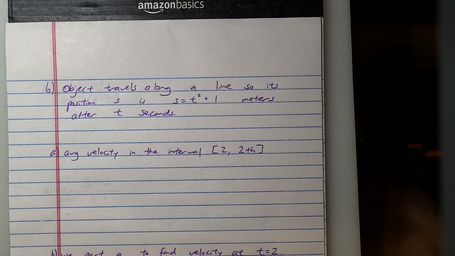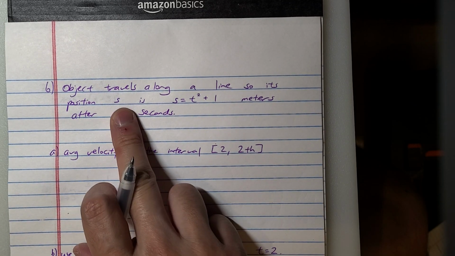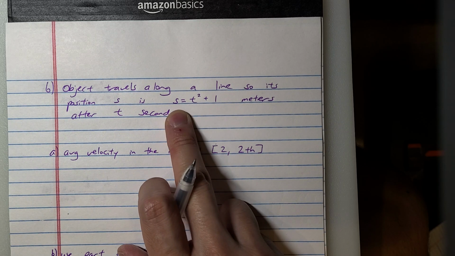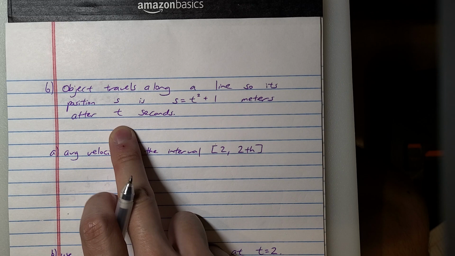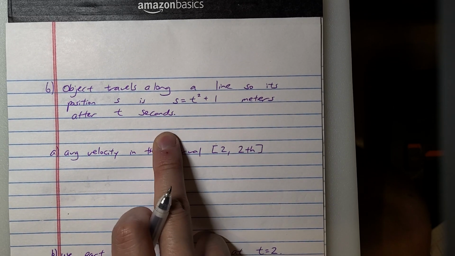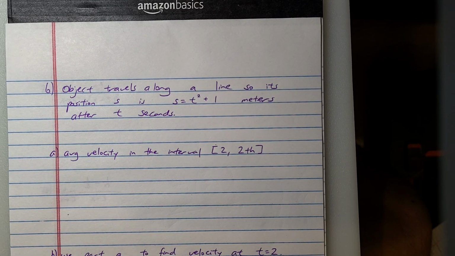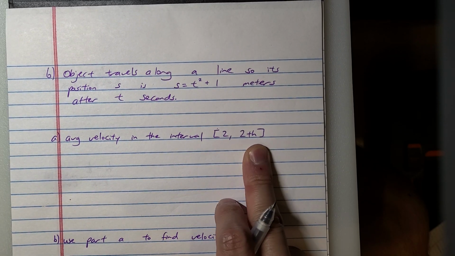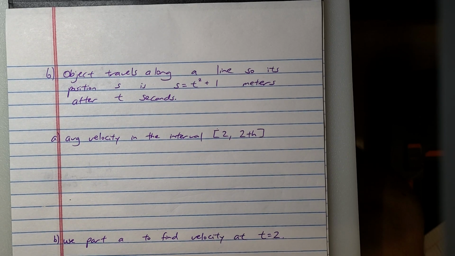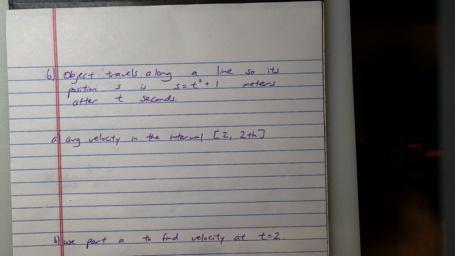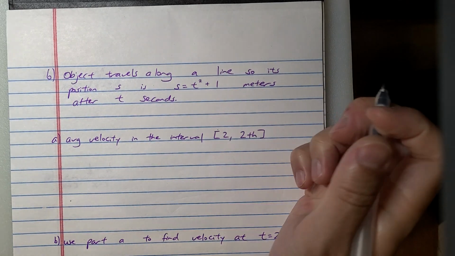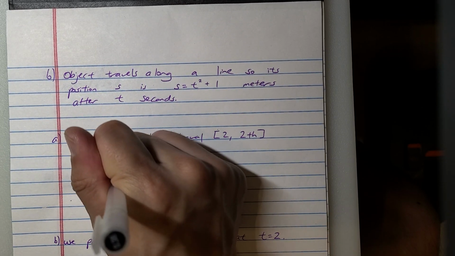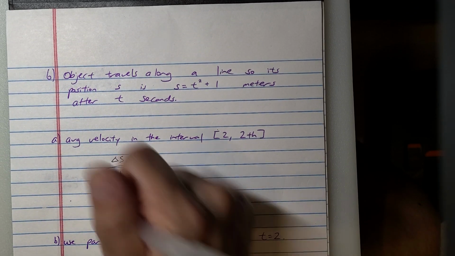Here we're told that an object travels along a line, so its position s is modeled by this equation: s is equal to t squared plus 1. The units of s are meters, and the position is this many meters after t seconds. It asks us to find the average velocity on the interval 2 to 2 plus h. Average velocity, how do we find that? Remember, velocity is change in position over change in time. That's v average, we can say.